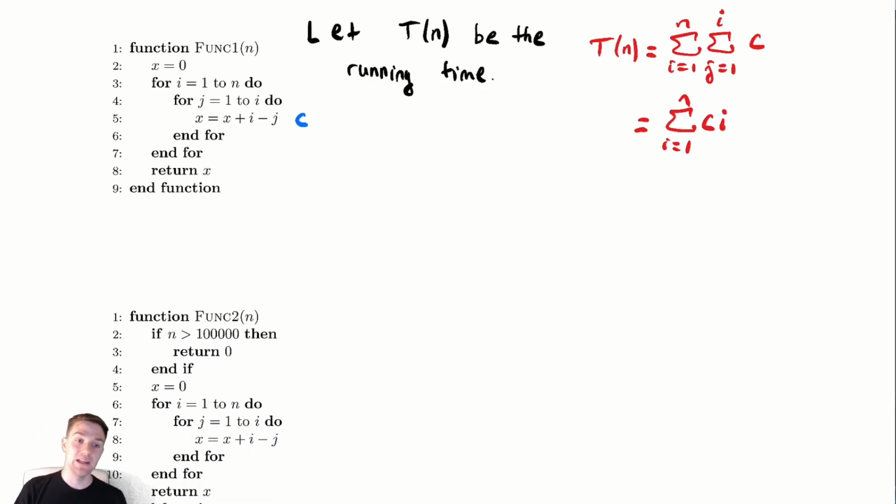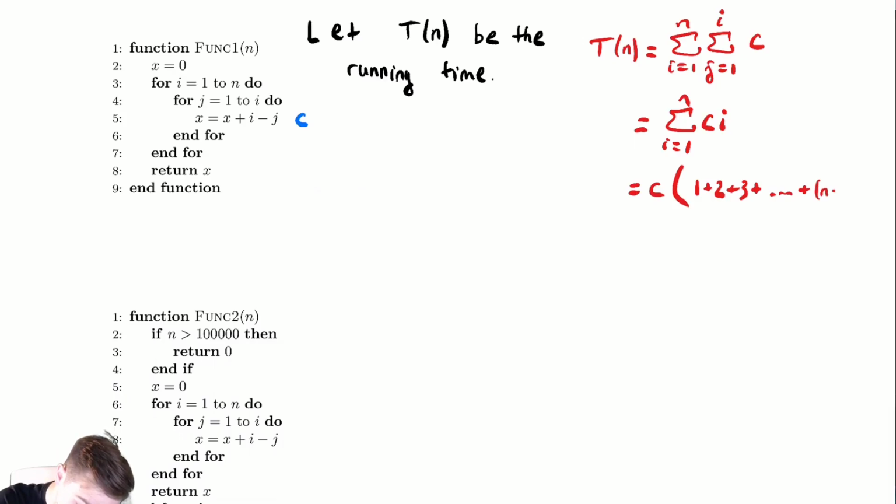Now, we need to figure out how to analyze that summation. Let's write out what the terms are. We have c times i equals 1 plus i equals 2 plus i equals 3 plus up until n minus 1 and n. Now we dig deep into the memory banks and maybe we remember what that equals, or we can do a quick derivation, because this derivation might actually help you remember what the formula is.